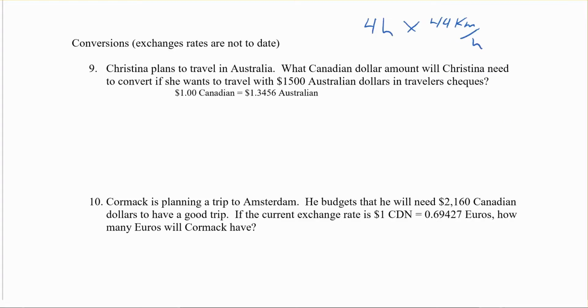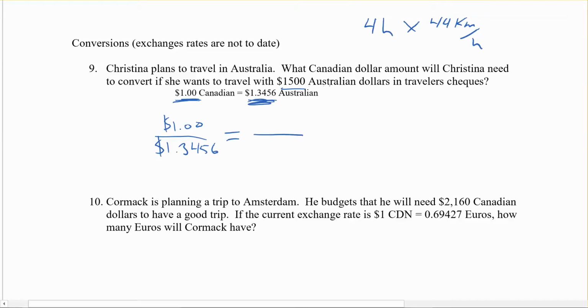Okay, so this one says Christina plans to travel in Australia. What Canadian dollar amount will Christina need to convert if she wants to travel with $1,500 Australian dollars in traveler's checks? So let's just set up a ratio again. We've got three numbers here. They're going to be the same three numbers that we're going to put into our ratios. It says $1 Canadian is equal to 1.3456 Australian. So let's just put one of those over the other one. It doesn't actually matter which. We can just say $1 over 1.3456 is equal to, and now let's just put that over.